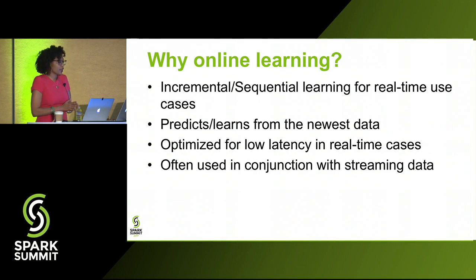So why online learning? We just went over some of the cases, but some of the constraints that we deal with are incremental and sequential learning for real-time use cases, such as time series data. That is usually what you have in situations like Nasdaq. We need to predict and learn from the newest data, and we need to optimize for low latency in real-time cases, meaning you don't want a response that takes minutes when you need the processing within seconds. Often this is used in conjunction with streaming data. Also, in online cases some of the older data may be disregarded because it's not guaranteed to be consistent across models over time. But this is something we'll look at when we examine the framework more deeply in the coming slides.